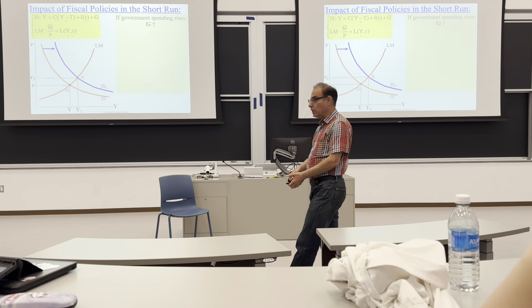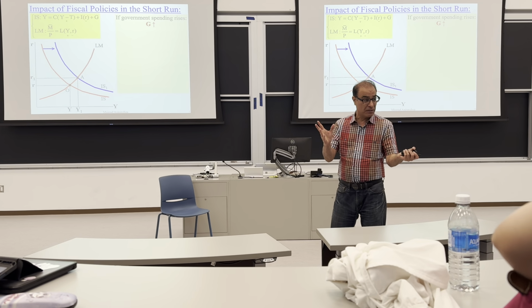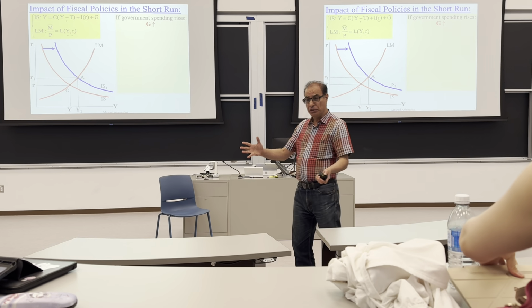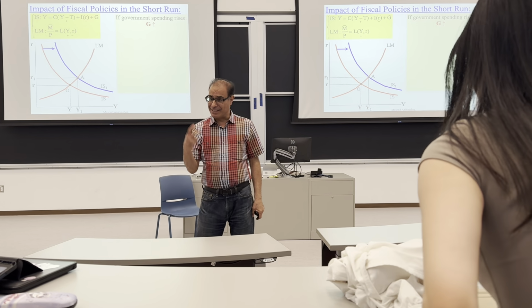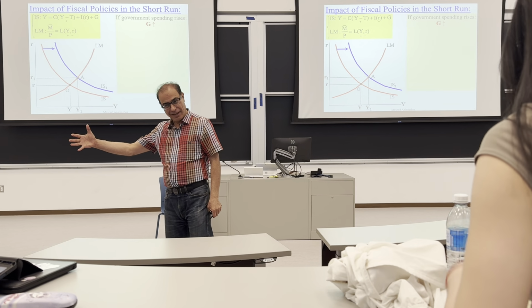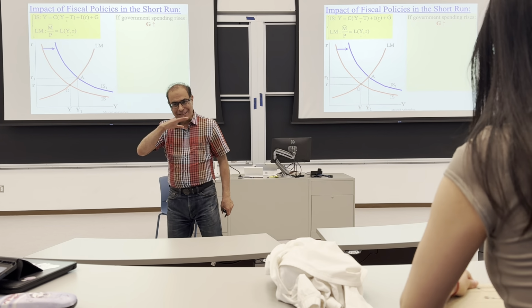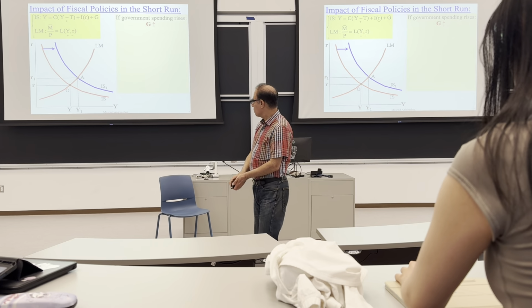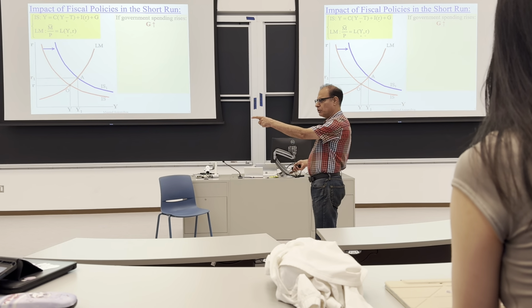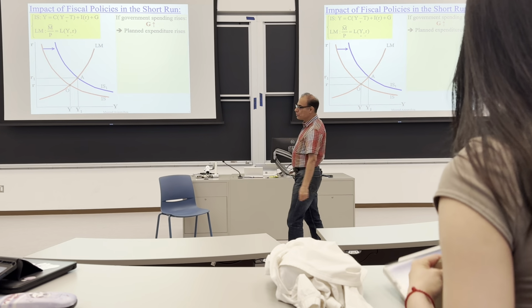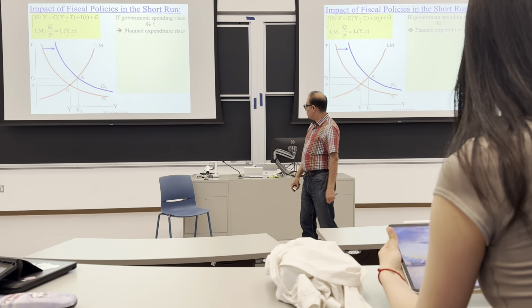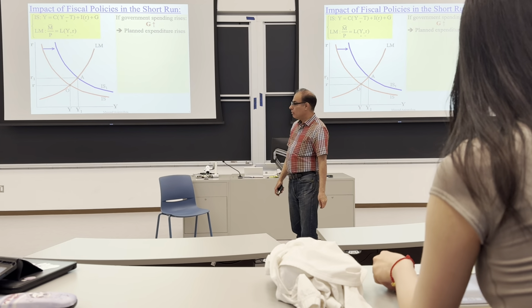Okay, you remember short run was what? Just a reminder: until further notice, this is short run, price is fixed, and firms sell as much as they can at that fixed price. So planned expenditure rises. Planned expenditure rises. What happens next?